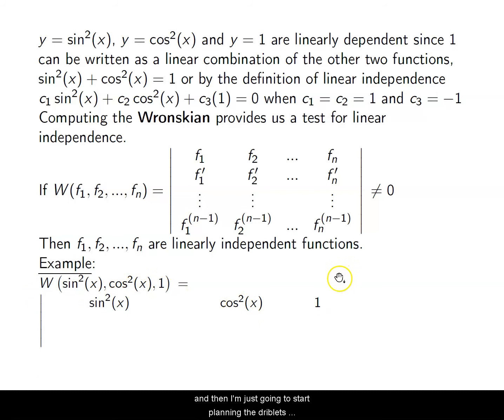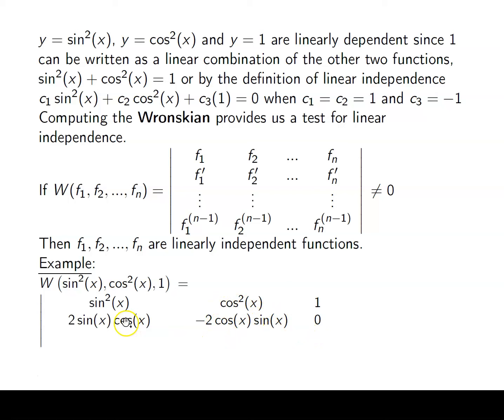And then I'm just going to start finding the derivatives, right? So sine squared, you're going to use chain rule: 2 sine times cosine. Here I'm going to get 2 cosine times negative sine. 1 is going to go to 0. And then for my next derivative, I'm going to do the product rule here, and the product rule here, and 0 goes to 0.